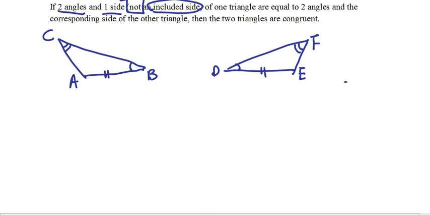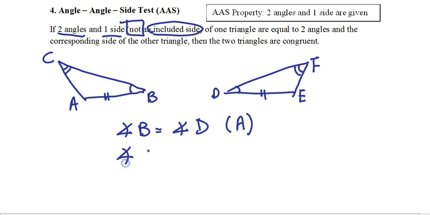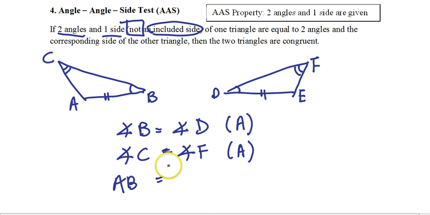The dimensions are not given, but remember, our aim here is to prove it using angle angle side. Alright, so we can prove that angle B is equals to angle D. This is given, and this gives us the first angle. The next angle, angle C, is equals to angle F. That gives us the second angle. And then the next part, AB will be equals to, so I got to name the side.